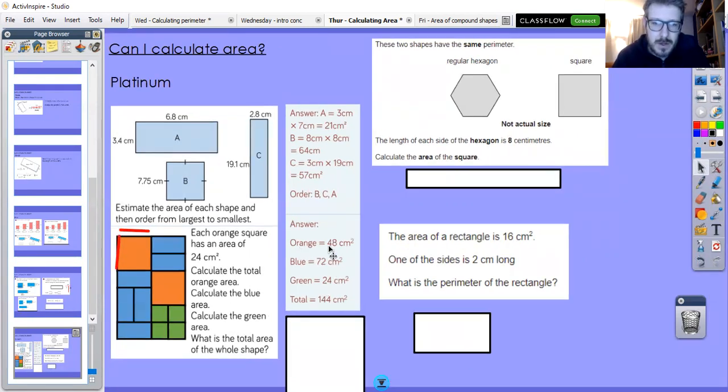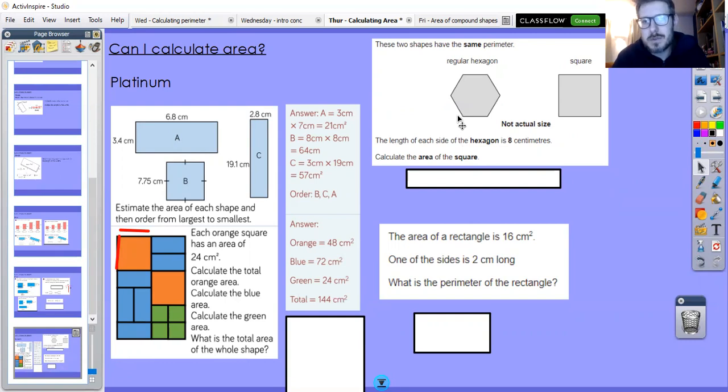And hopefully you got, so the orange then, 2 lots of 24 would be 48, and then use that to work out the blue, which is 72 in total. And then green was 24 as well. We can see it's the same size, which means the total area was 144.